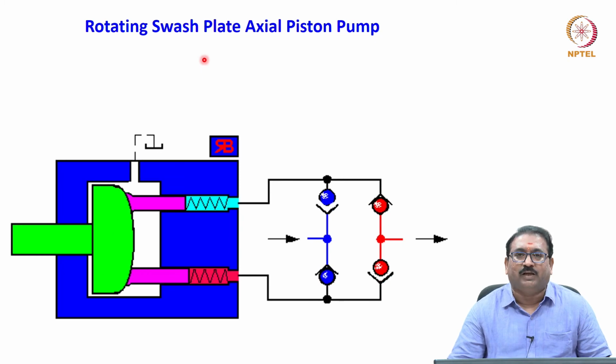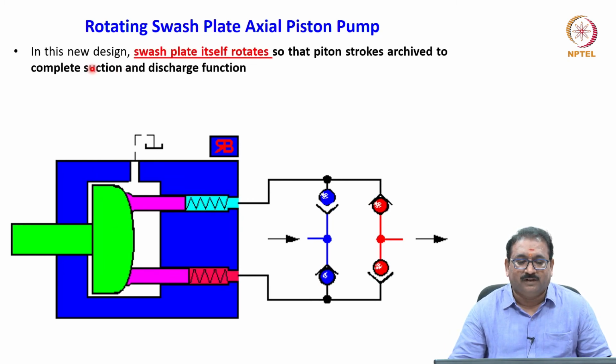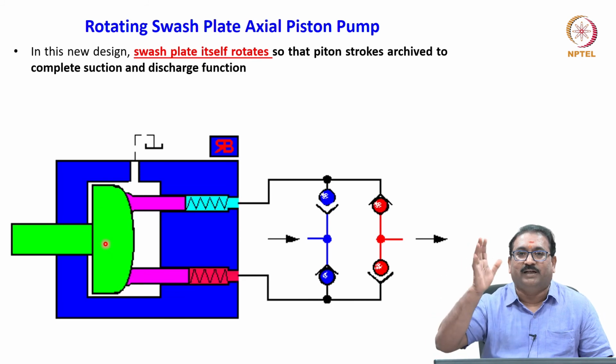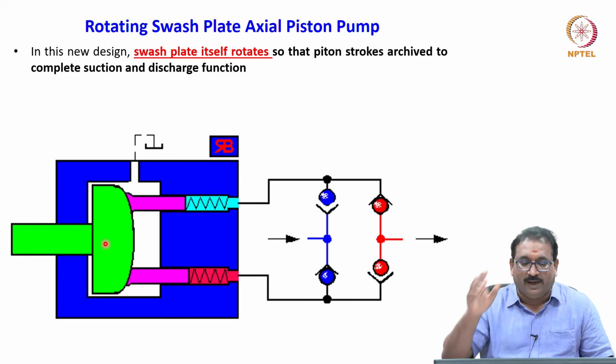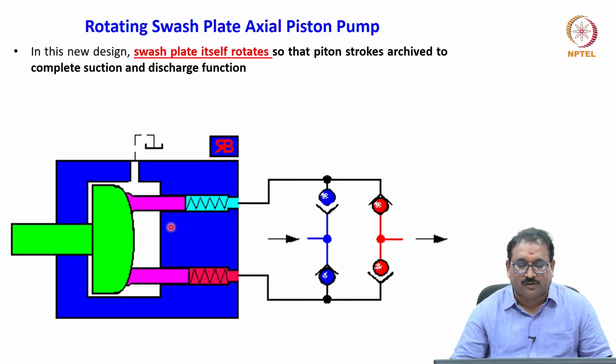Now you will see, friends, some figures I am showing you here. In this design, the swash plate itself rotates. The swash plate itself rotates to make the strokes of the pistons. Then suction and discharge will take place. This is what I will call the rotating swash plate axial piston pump. The piston stroke is achieved by rotating the swash plate itself.